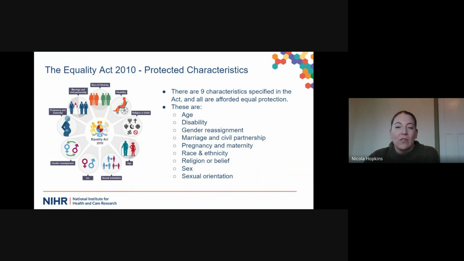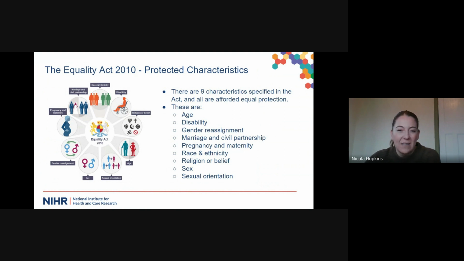So the Equality Act of 2010 lists 9 protected characteristics, and they're protected under the law from various kinds of injustice or discrimination. Those characteristics are age, disability, gender reassignment, marriage and civil partnership, pregnancy and maternity, race and ethnicity, religion or belief, sex and sexual orientation.